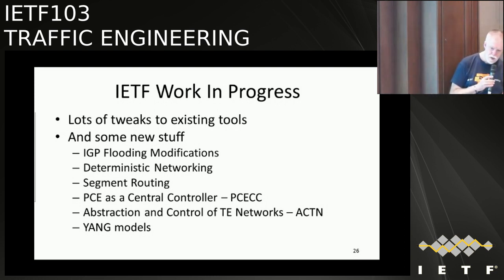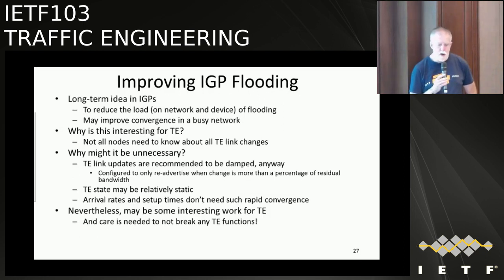Then there are a number of somewhat larger pieces of work going on that we will introduce here. The first one is improving IGP flooding, which has been talked about in the IETF for the longest time. The intention is to reduce the processing load in the network as the IGPs continue to announce and maintain the network state. Particularly important is when there's a link failure, that information has to get propagated to everybody. If you can reduce the background processing of the IGP, maybe you can get the network to converge faster. This is interesting for traffic engineering because not all nodes in the network need to know about all TE link changes. So if you can reduce the flooding of that information to only the people that need to know, you can make some savings.